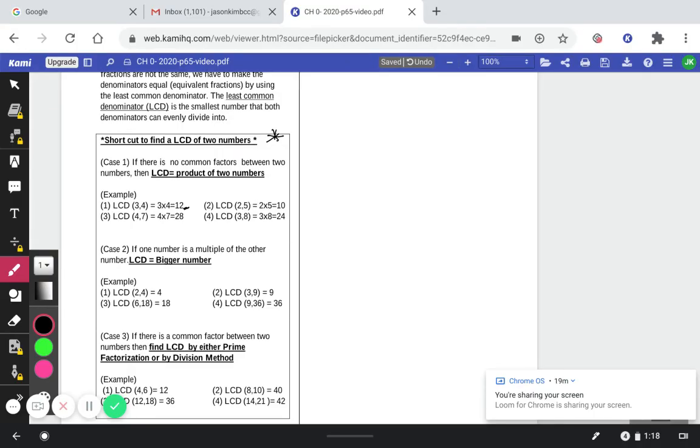The LCD of 2 and 5: there is no common factor between 2 and 5. So you multiply them with each other. 2 times 5 is 10. So which means, let's say you have 1/3 plus 1/4. You can change everything in terms of 12. Okay, that's what they are saying.